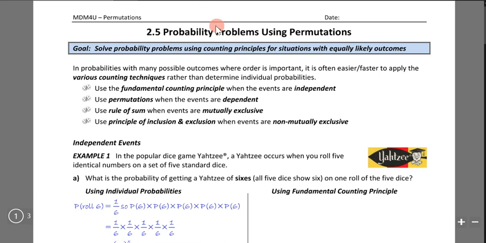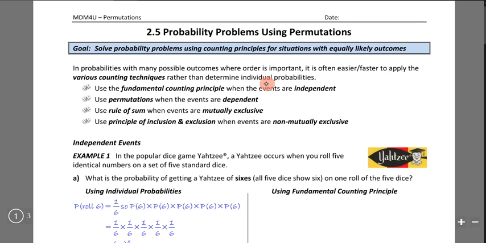Okay. So just reading this first part here, in probabilities with many possible outcomes where order is important, it is often easier or faster to apply the counting techniques we've been learning rather than determine individual probabilities. So, as a reminder, we can use the fundamental counting principle when the events are independent. We can use permutations when the events are dependent. And we can use the rule of sum when events are mutually exclusive.